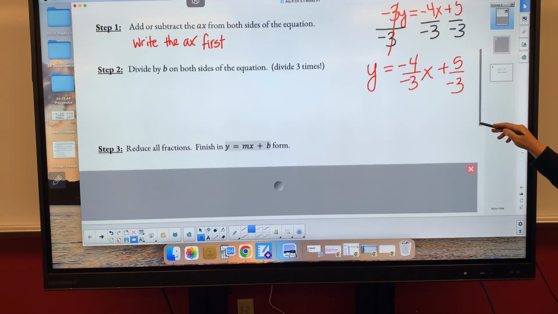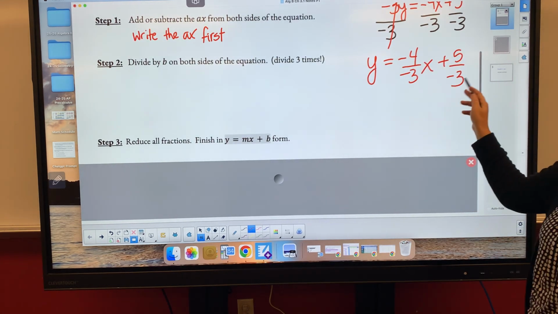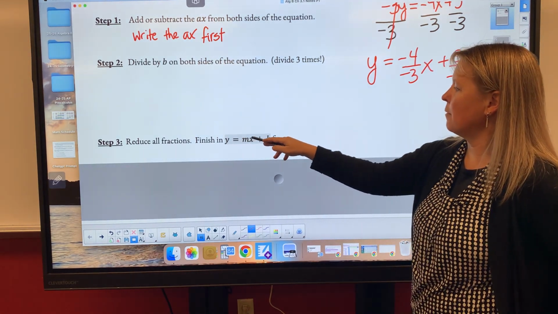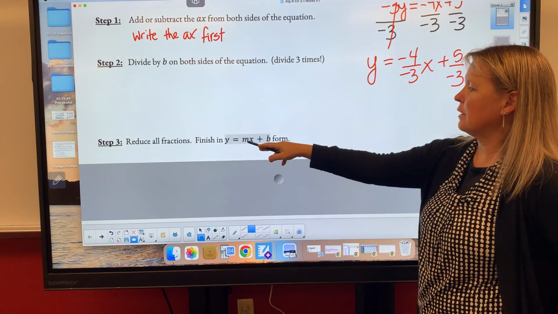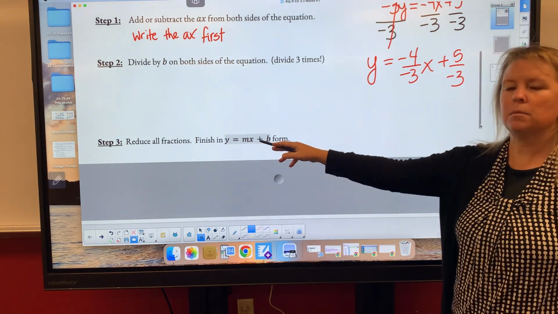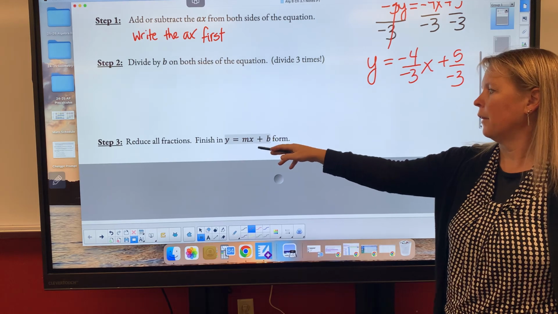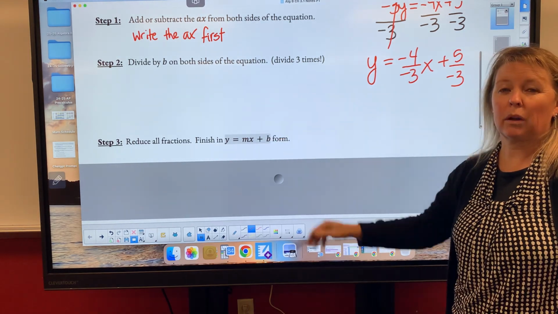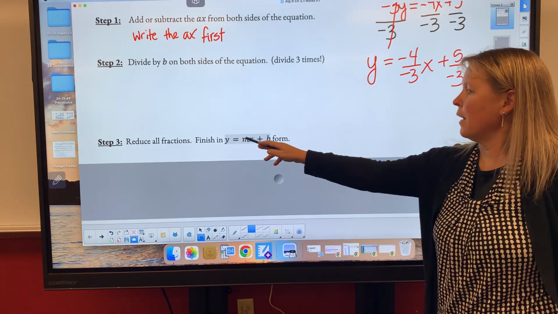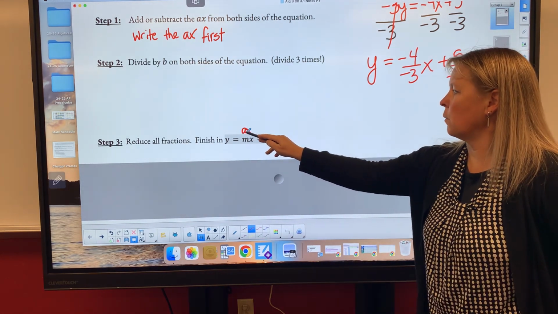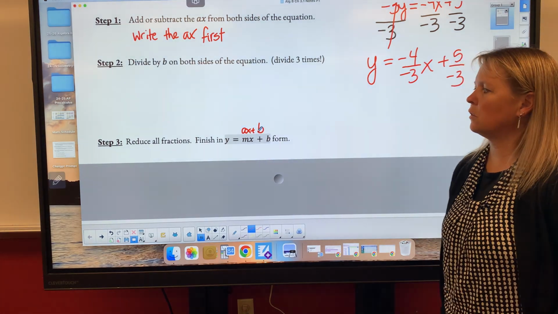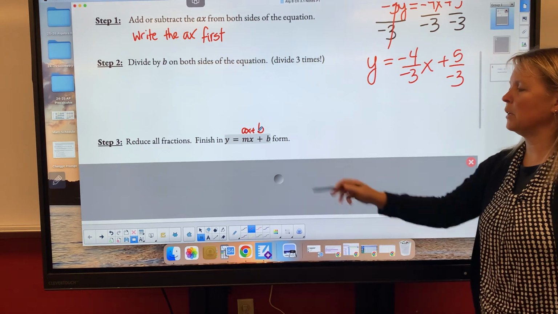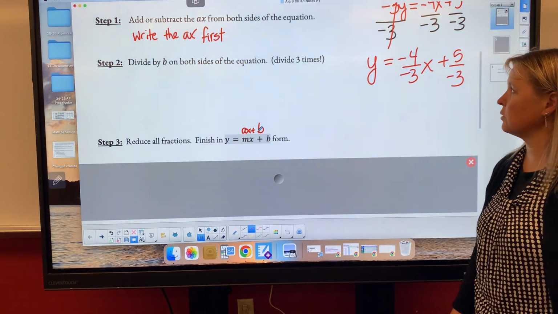Step 3 then says reduce all fractions. We've got a couple of fractions. And finish in this form, y equals mx plus b. Now it says an m instead of an a, but that's because we're looking ahead to the next couple of sections in our chapter that we will be working with slope. So instead of saying y equals ax plus b, which is what we really just did, we'll be changing it to an m. And that's why we'll say write the ax first, is because it's going to matter when we start talking about slopes of lines.